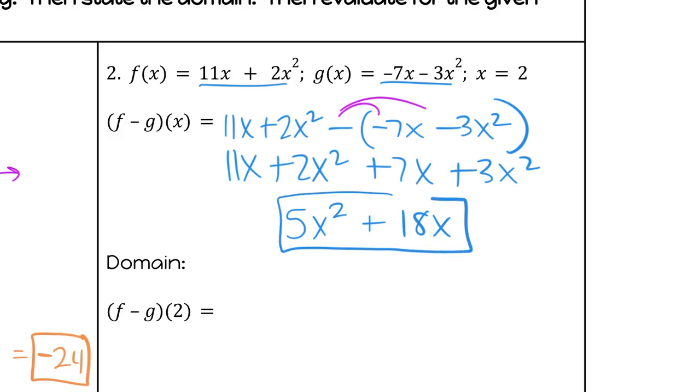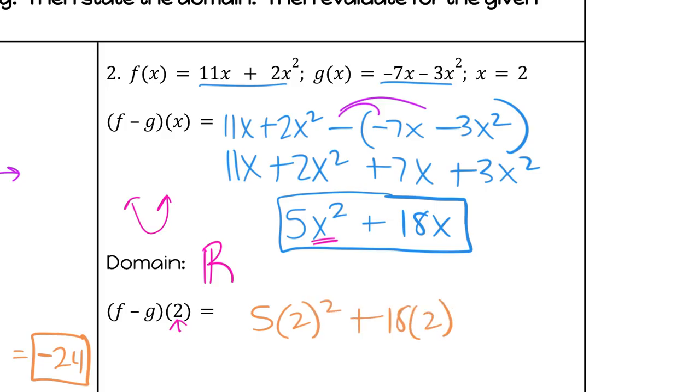Okay, domain for this one, let's see, it's a quadratic. So it would be that parabola shape, which means we have all real numbers. And then we're going to substitute in 2. So we have 5 times 2 squared plus 18 times 2. 2 squared is 4, so this part right here would give us 20, and then 18 times 2 is 36, and then adding those together gives us 56.